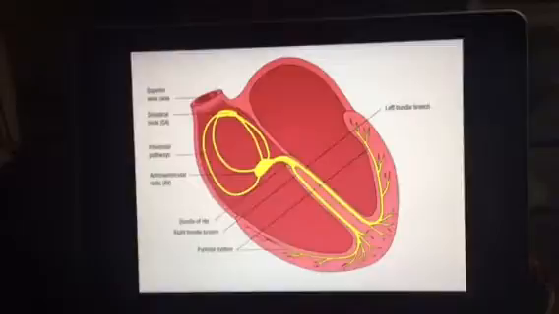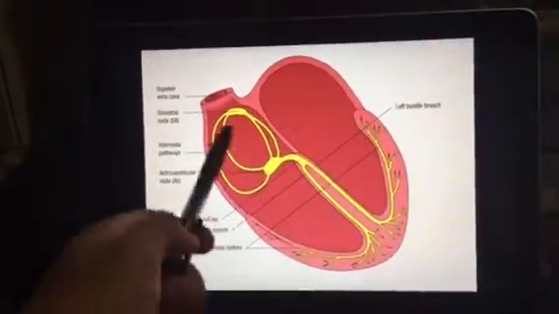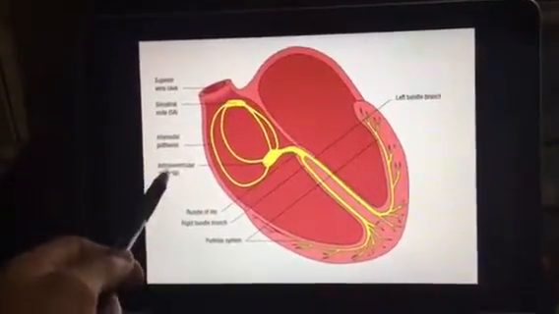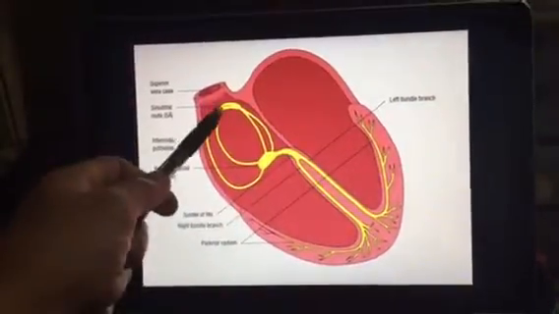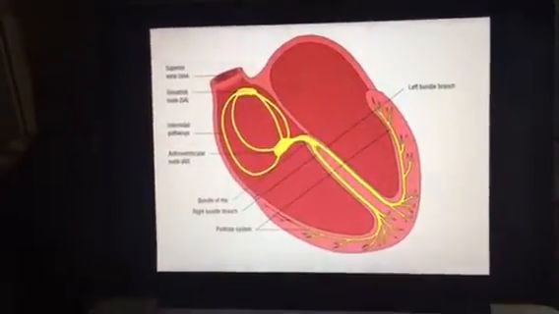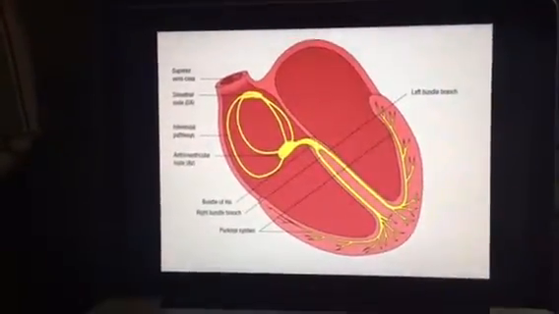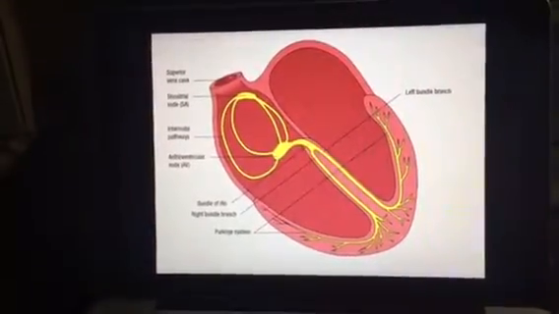Now we're going to talk about the AV node and the SA node. As you can see here, the sinoatrial node, or the SA node, and the atrioventricular node, or the AV node. The main role of the SA node and the AV node is to initiate action potentials so they can pass through the heart and cause contraction.